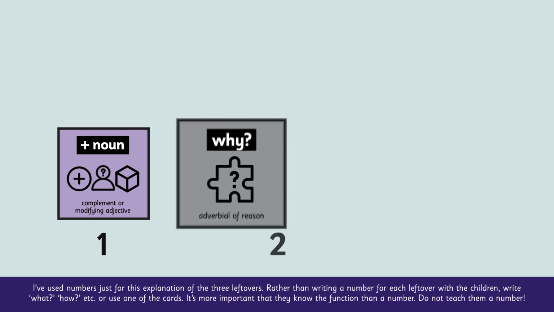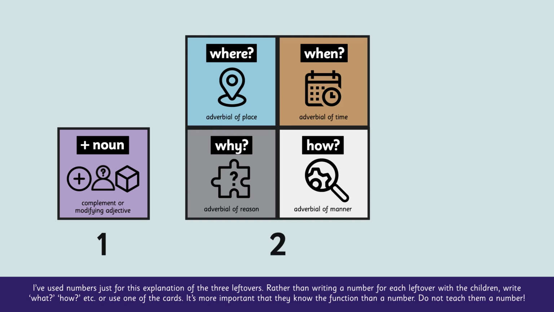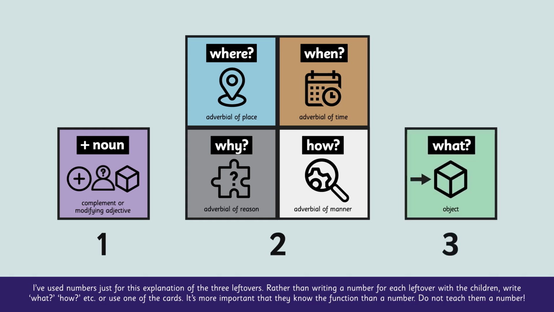Number 2, adverbial. Adverbials answer questions like where, when, how, or why. In the video, I'm going to call this a 2 or describe it by its function. So you're going to hear me say it's a where or a when, etc. Number 3, an object. I'm simply going to refer to this as a what or as a 3 in the video. As you can tell, in each example, I'm referencing function and the number 1, 2, 3 that it aligns with from our 3 leftovers.